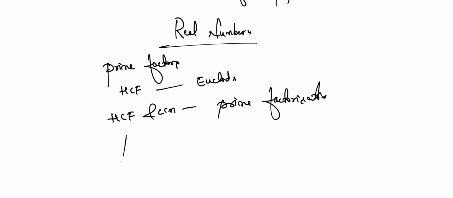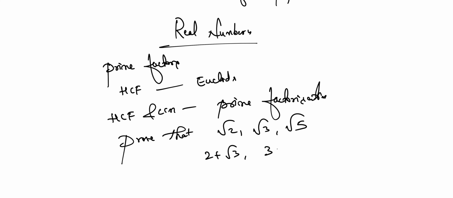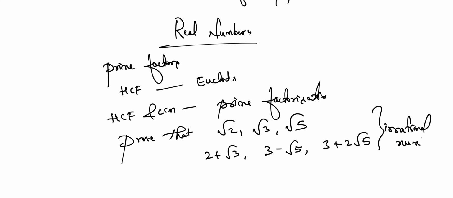Very important. Prove that root 2, root 3, root 5 or 2 plus root 3 or 3 minus root 5, or you can take 3 plus 2 root 5 is an irrational number. Find the HCF and LCM by the prime factorization method, and you have to prove root 2, root 3, root 5, either this or 2 plus root 3, 3 minus root 5 or 3 plus 2 root 5 is an irrational number.